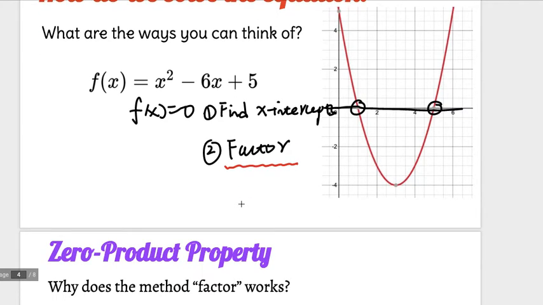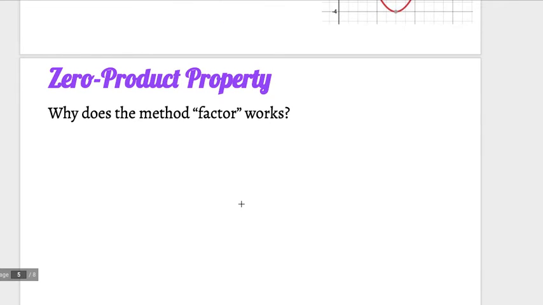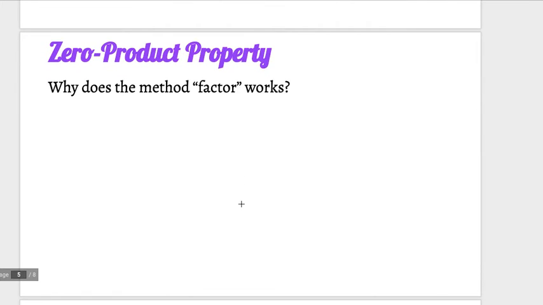Now, before we introduce how to factor the function, the very first thing is, why do we say factoring is going to be a great method to use? Before that, we need to review the zero product property. Some students might wonder, what is a product? Product in this case is the same as multiplication.